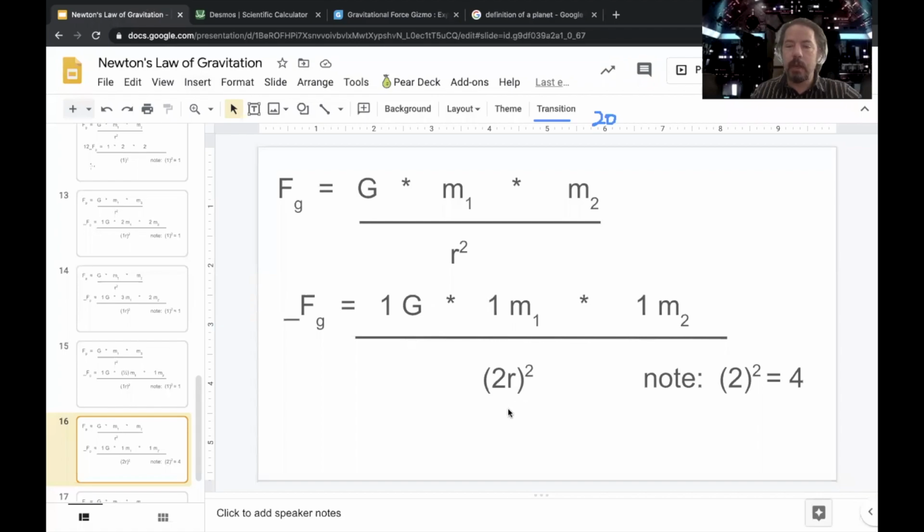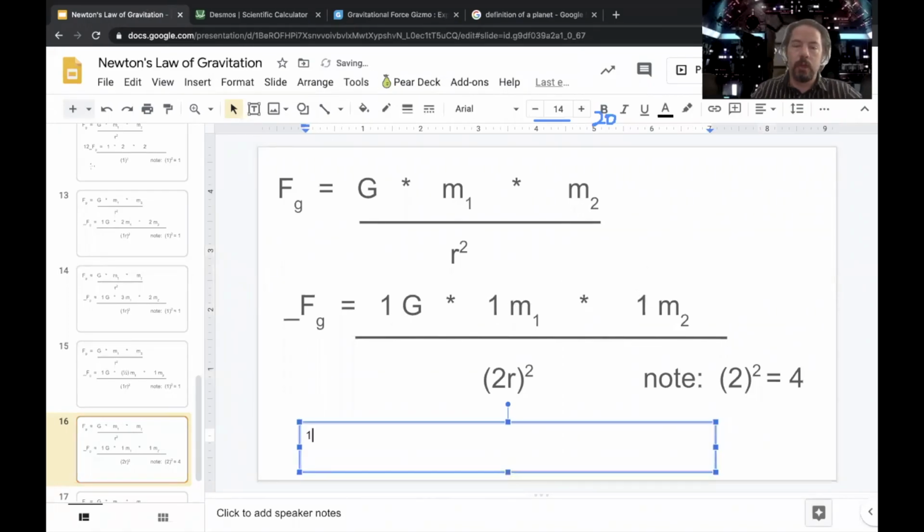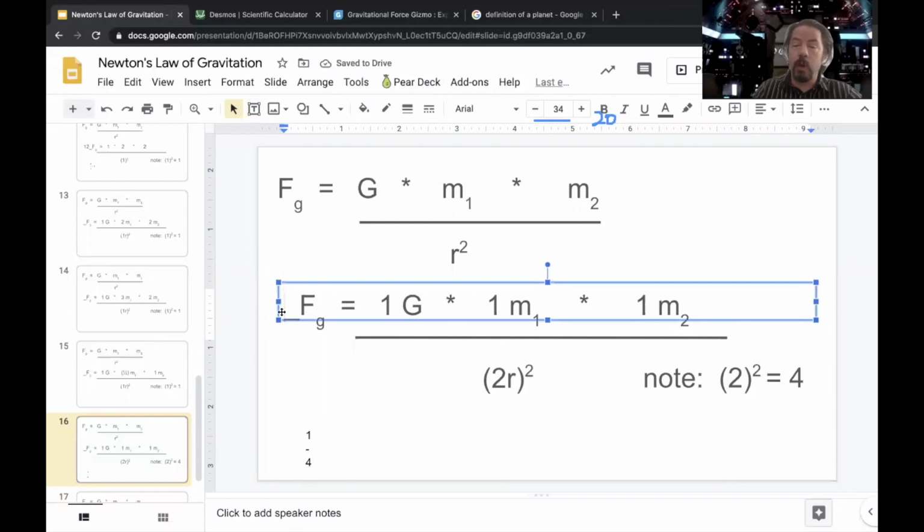So I've doubled the distance, but 2 squared is equal to 4. 1 times 1 times 1 is still 1, divided by 2 squared, which is 4. So now our force is multiplied times 1/4. Okay, so 1/4 times F.